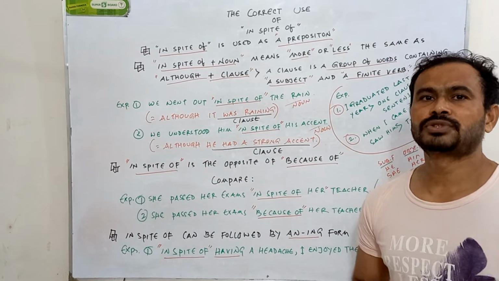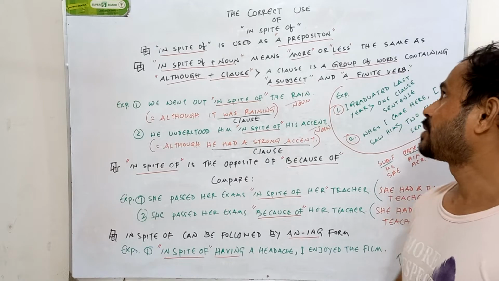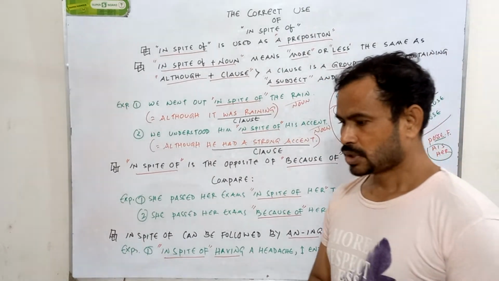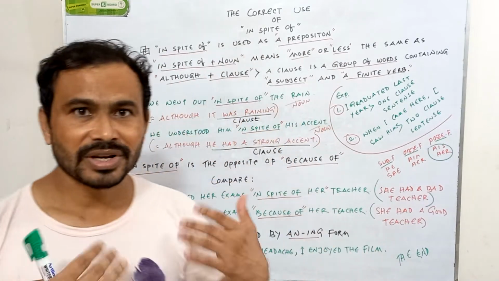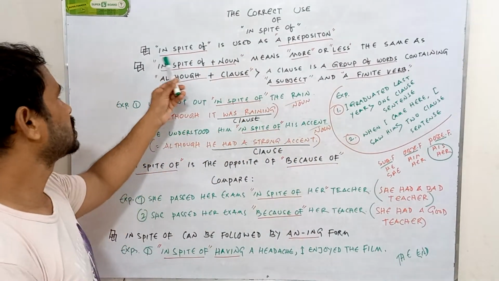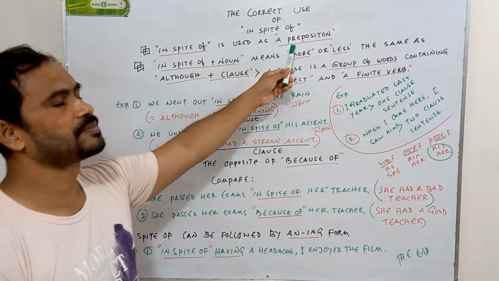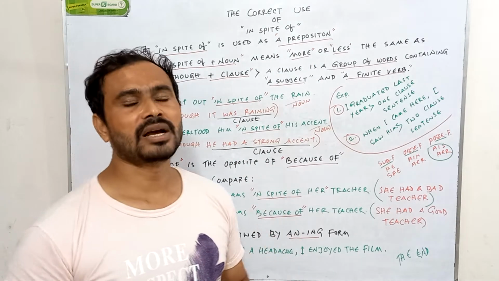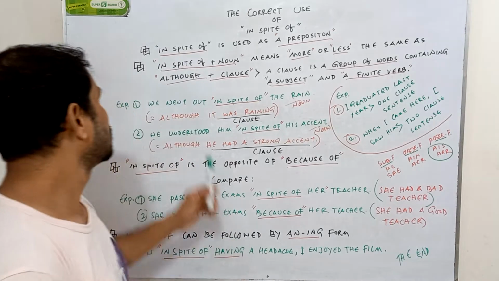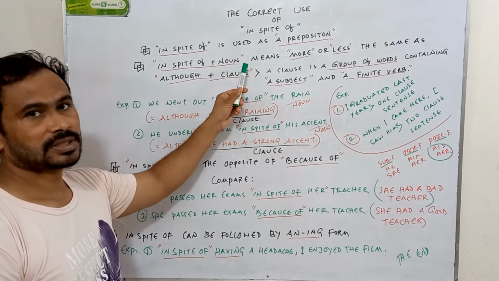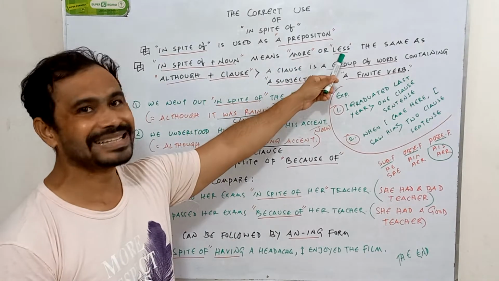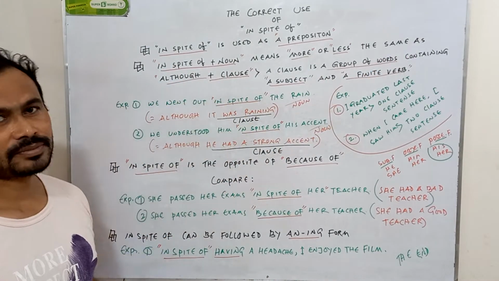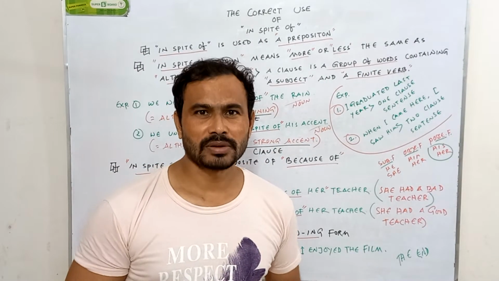Friends, I have already told you my today's lesson is about the correct use of in spite of. My first concept is that in spite of is used as a preposition. And my second concept is that in spite of plus noun means more or less the same as although plus clause. Friends, what do you mean by clause?